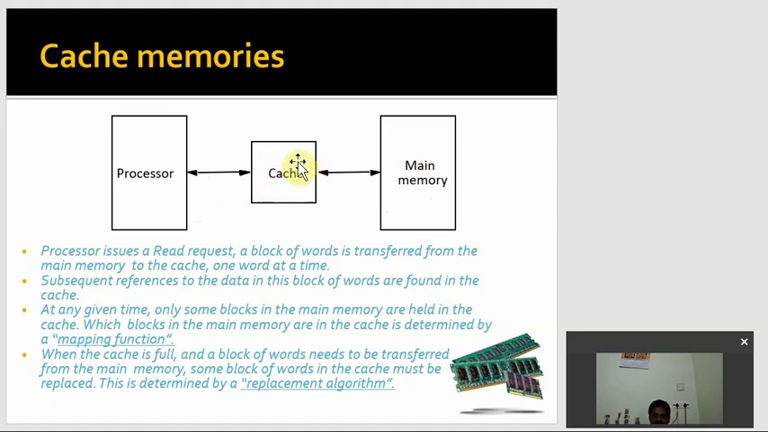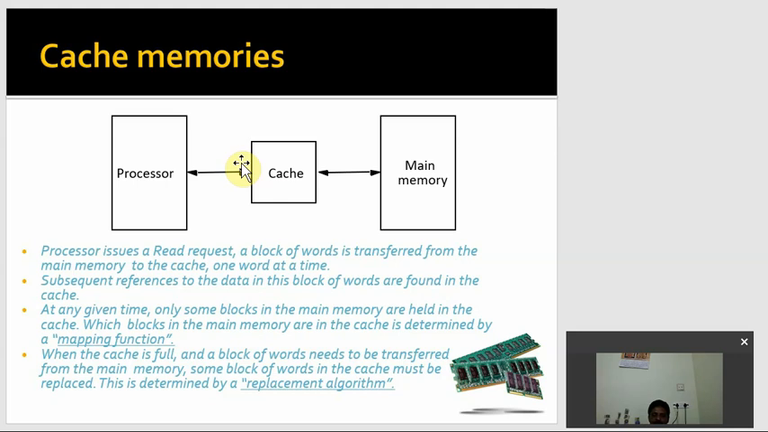Processor issues a read request. A block of words is transferred from the main memory to the cache one word at a time. Main memory to cache they will transfer. Subsequent references to the data in this block of words are found in the cache.